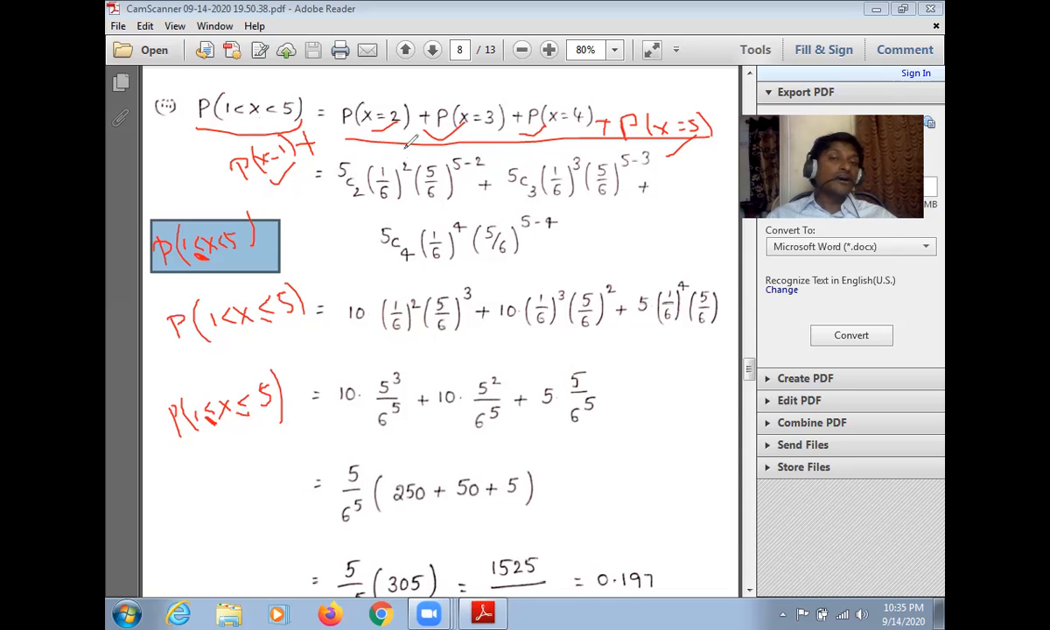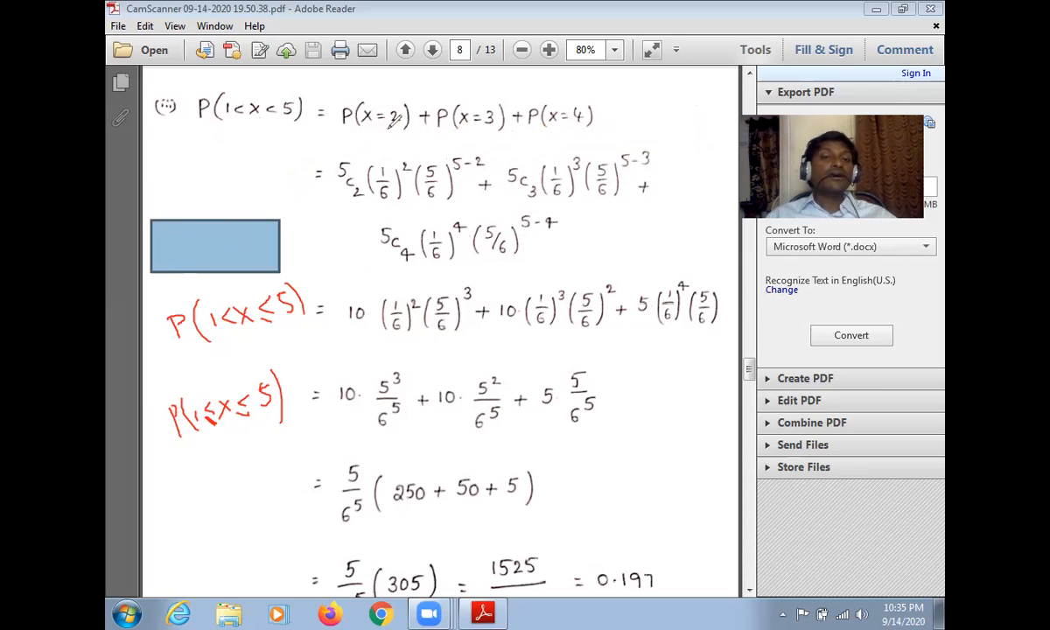Okay, after that we know the formula, so nCx, nC2, and p is 1 by 6, so for that 1 by 6 whole square and 5 by 6 whole power n minus 2. In the same way, next one, nC3, 1 by 6 whole cube, 5 by 6 whole power n minus 3. Next, nC4, 1 by 6 whole power 4, 5 by 6 whole power n minus 4. So see here, this is for p of x is equal to 2, and this is for p of x is equal to 3, and this is for p of x is equal to 4. So in place of x we are substituting 2, 3 and 4.